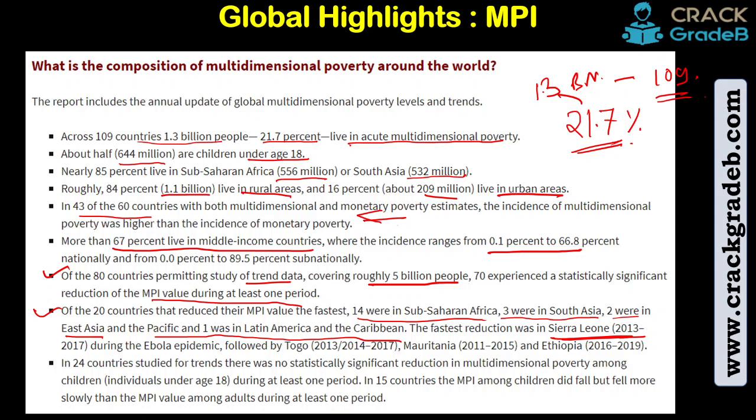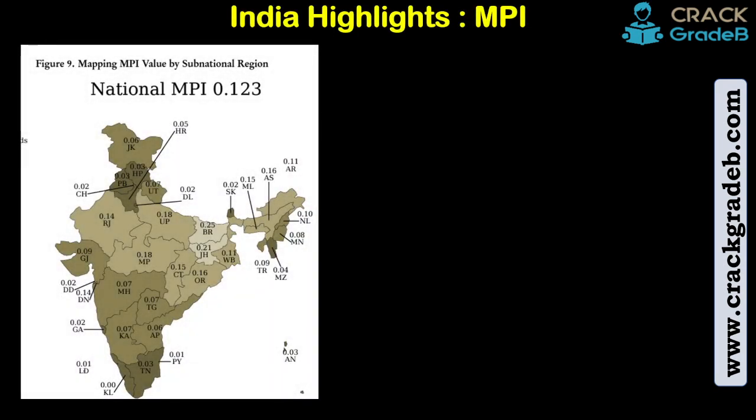So Sierra Leone is something that you should not forget. Then, in 24 countries studied for trends, there was no statistically significant reduction in multidimensional poverty among children. So, not a very important line. Okay, let's move to the next one and see India highlights.